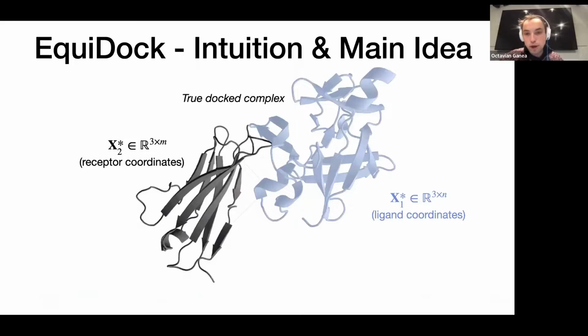So, okay, now let's dive into the core of this EquiDock model. I'm going to first show the intuition and then get into the details. At training time, we have access to these true docked complexes. They have 3D structures of both proteins, and they are already placed in their co-crystal positions.